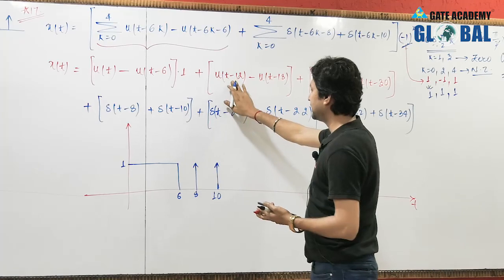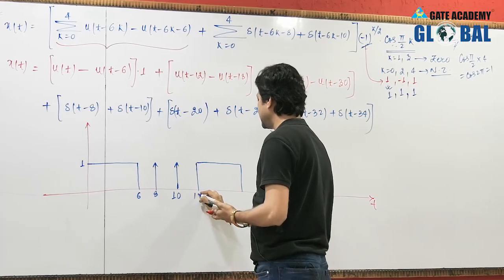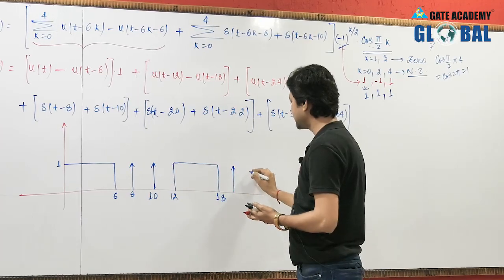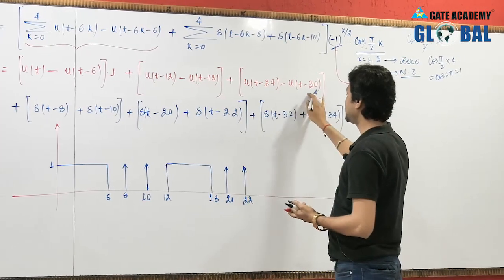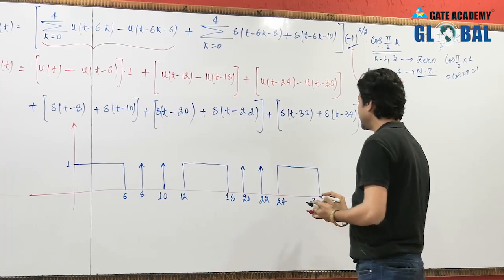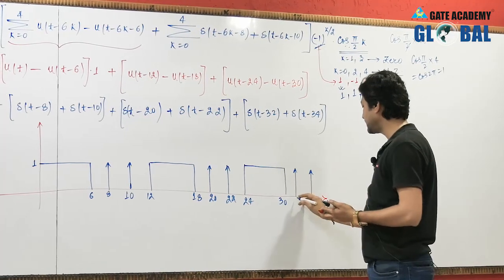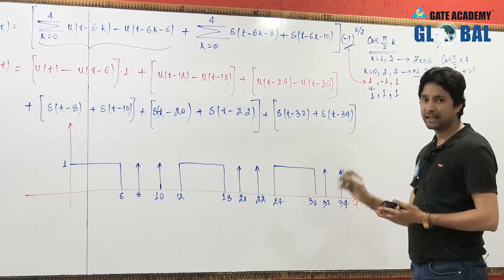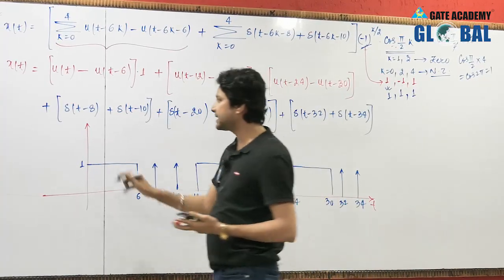Now you have another gate pulse from 12 to 18, then two impulses at 20 and 22. Again from 24 to 30 there is a gate pulse, and again two impulses at 32 and 34. So you are already done with the signal. The areas of all the impulses are 1 and the amplitudes of these rectangular pulses are always 1. So this is your signal x of t.